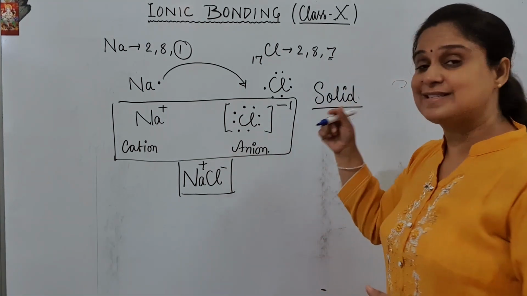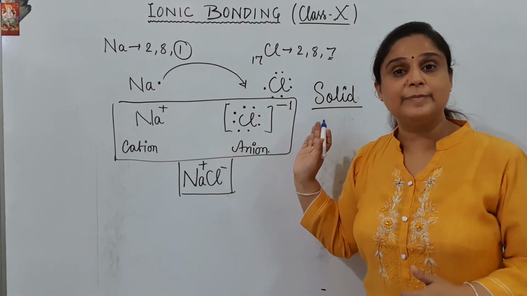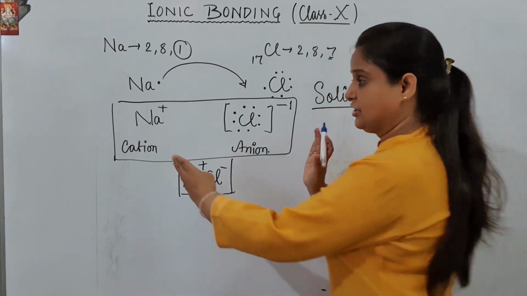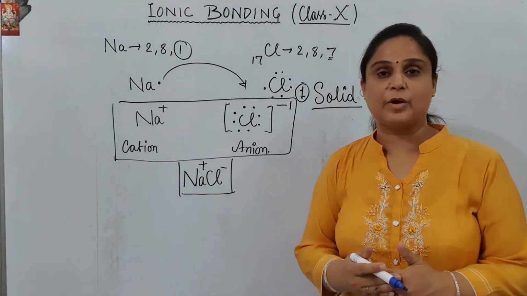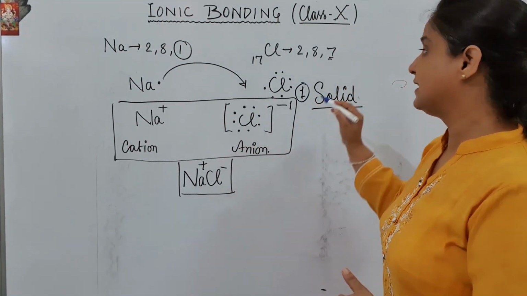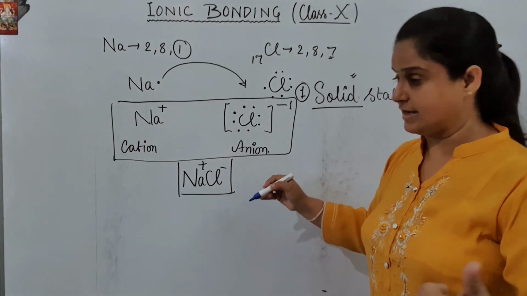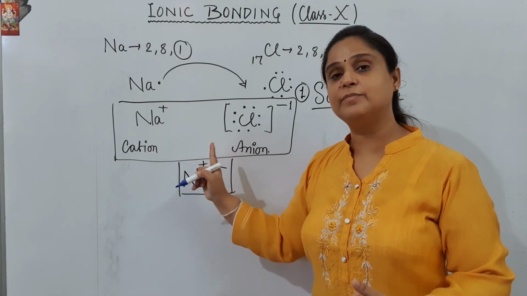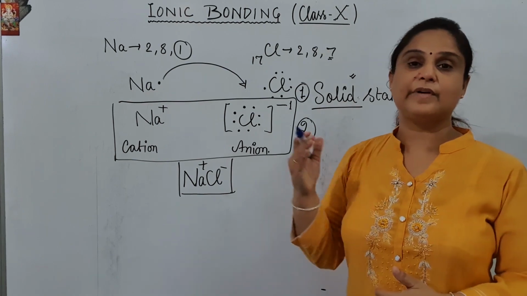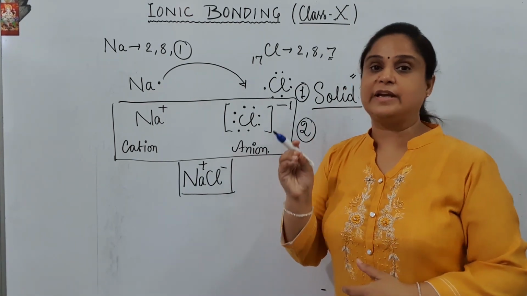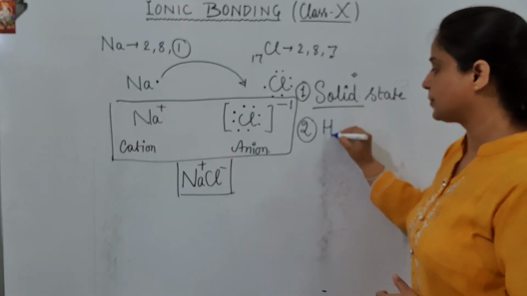So what will be the physical nature of these types of compounds formed by ionic bonding? They all will be solid in state. The reason behind it is the strong forces of attraction between them. So always remember the physical property of all ionic compounds will be that they exist in the solid state. The reason is the same, the strong forces of attraction between the minus and plus. The second characteristic property of ionic compounds will be that all of them will have high melting point and high boiling point.